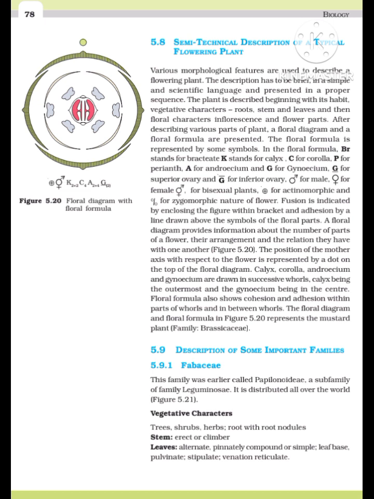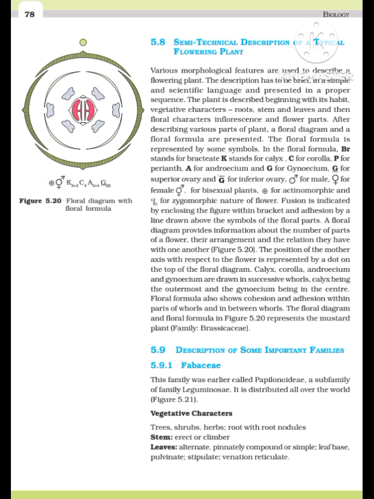In the floral formula, Br stands for bracteate, K stands for calyx, C for corolla, P for perianth, A for androecium and G for gynoecium, G with underline for superior ovary and G with bar for inferior ovary, symbols for male, for female, for bisexual plants, for actinomorphic and for zygomorphic nature of flower. Fusion is indicated by enclosing the figure within bracket and adhesion by a line drawn above the symbols of the floral parts. A floral diagram provides information about the number of parts of a flower, their arrangement, and the relation they have with one another, Figure 5.20.